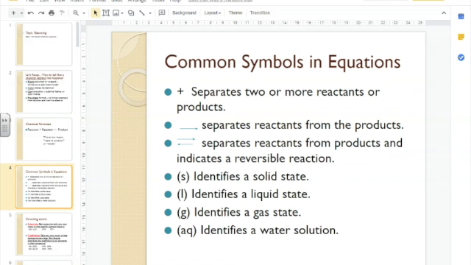So some common symbols you'll see in equations. You have a plus sign that separates two or more reactants or products. You have the single line that separates the reactant from the products. You may see something where there is a line facing both directions that separates reactants from products and indicates a reversible reaction. If you see the letter S, that identifies a solid, L identifies a liquid, G identifies a gas, and AQ is aqueous, which means it is dissolved in water.